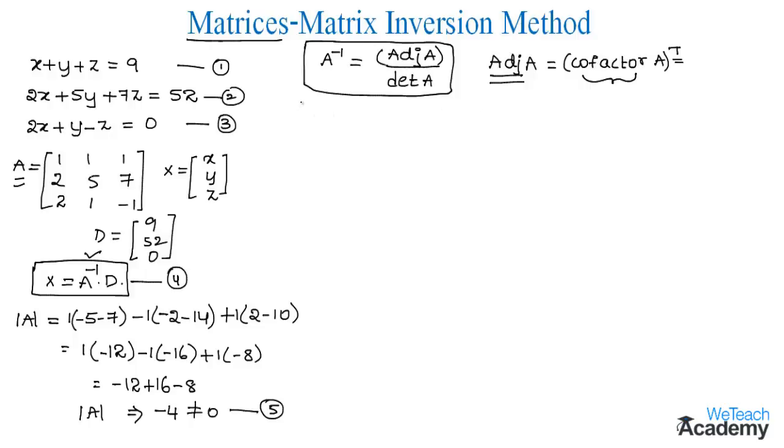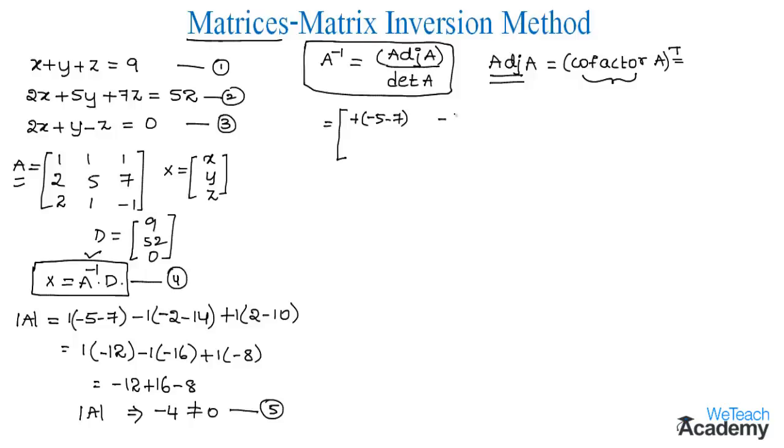In order to find the cofactors, the first element would be positive as it lies in the first row and the first column, and the value of minus 1 whole power i plus j will be positive. So we get positive into its minor, which is 5 into minus 1, that will be minus 5, minus 1 into 7, which is minus 7.